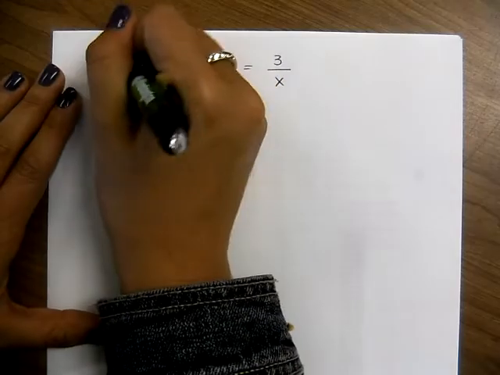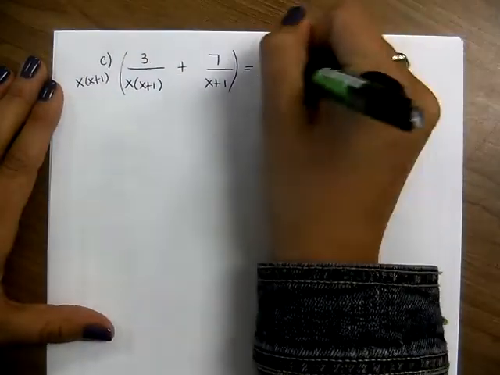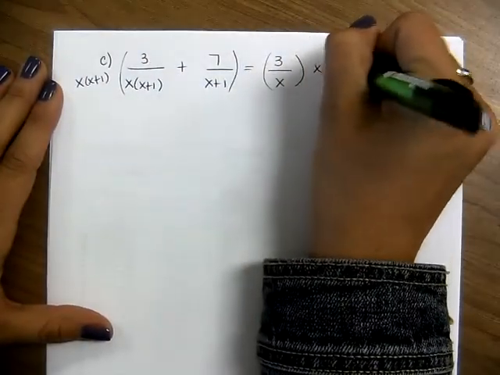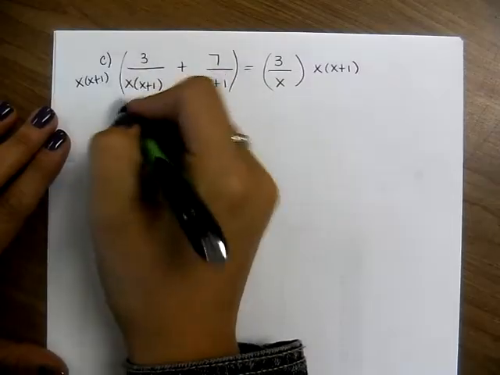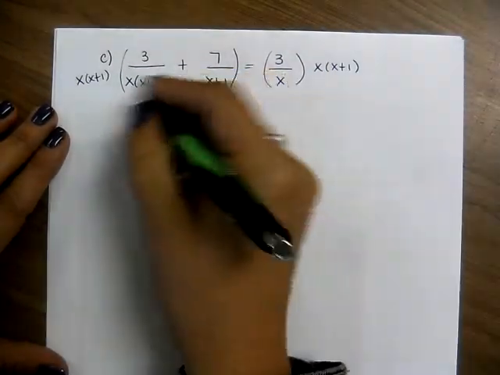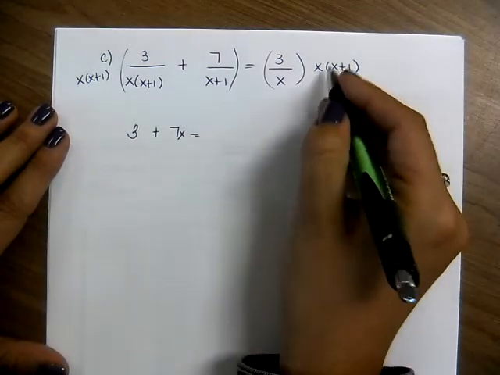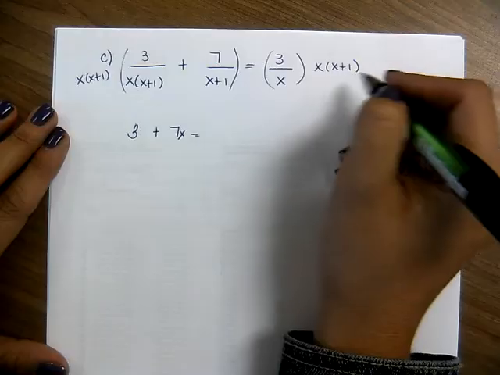Okay, so did you multiply by x times x plus 1? When you do that, that first denominator will cancel completely. You'll be left with a 3. The x plus 1 cancels in the second, leaving you with 7x. Here, the x is going to cancel. You have to distribute the 3.